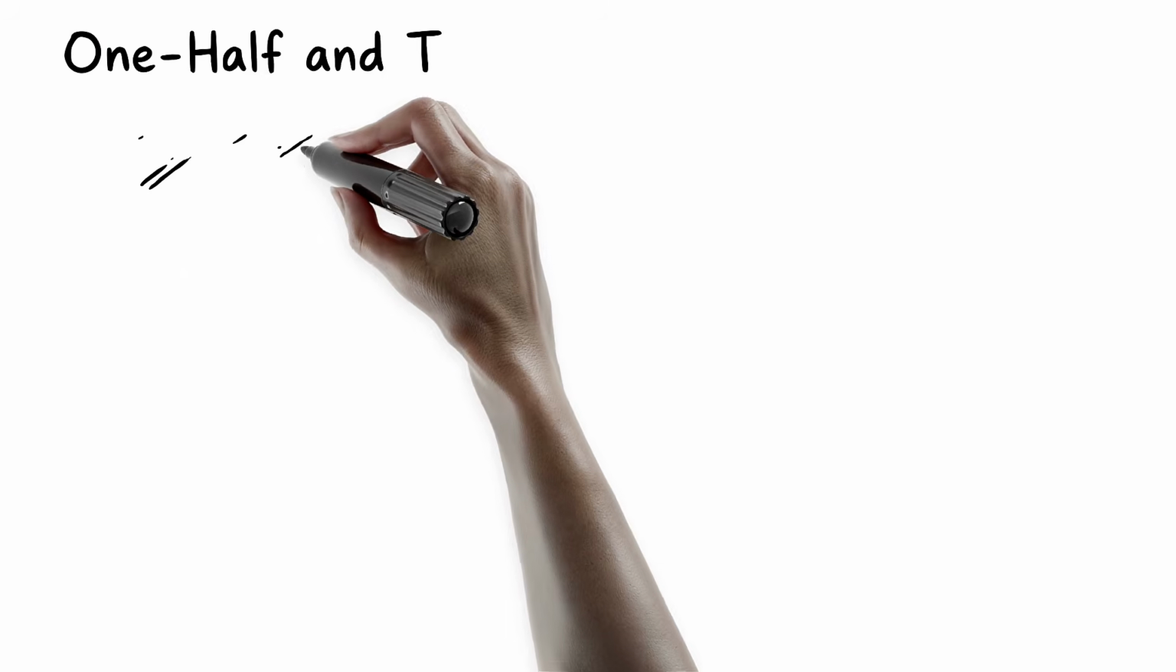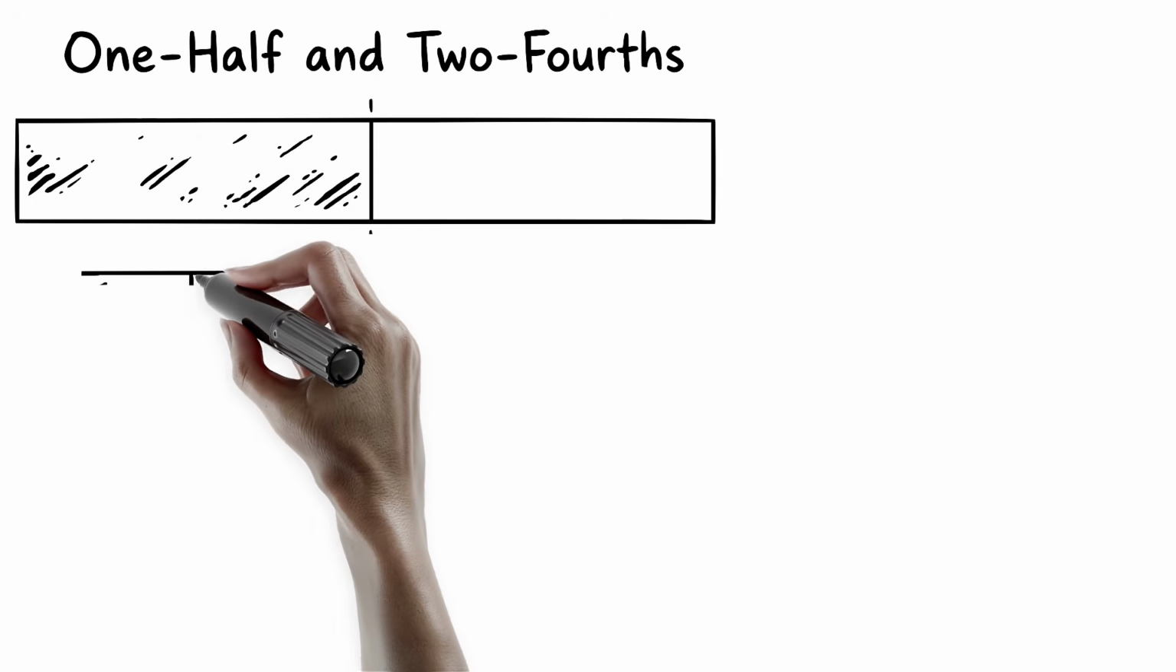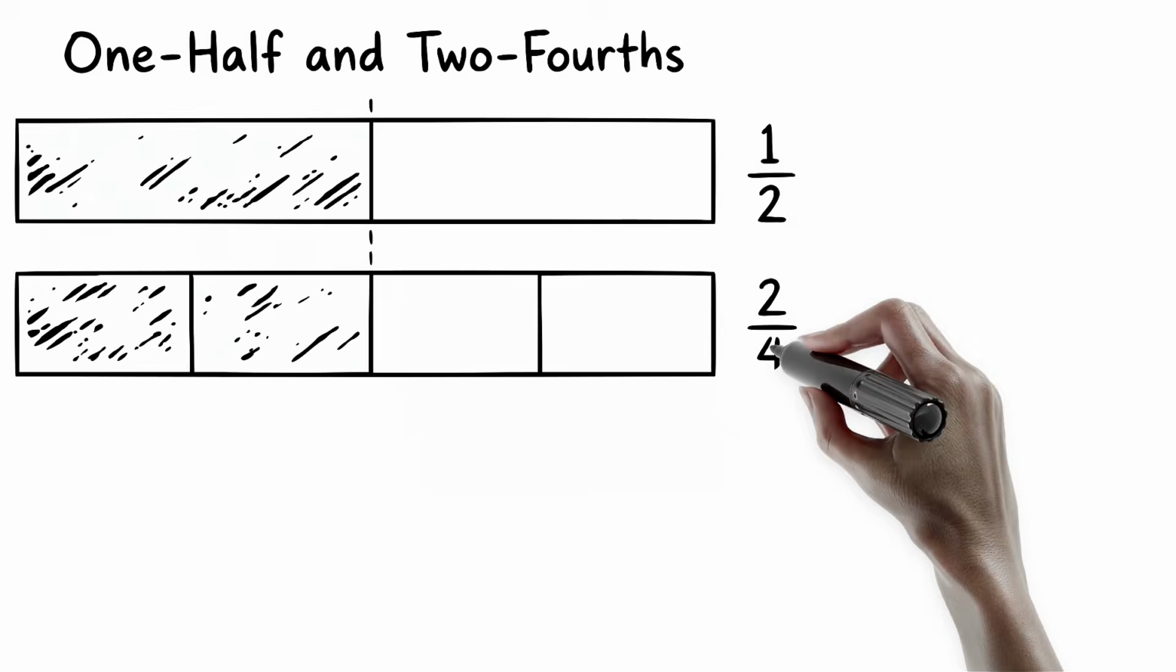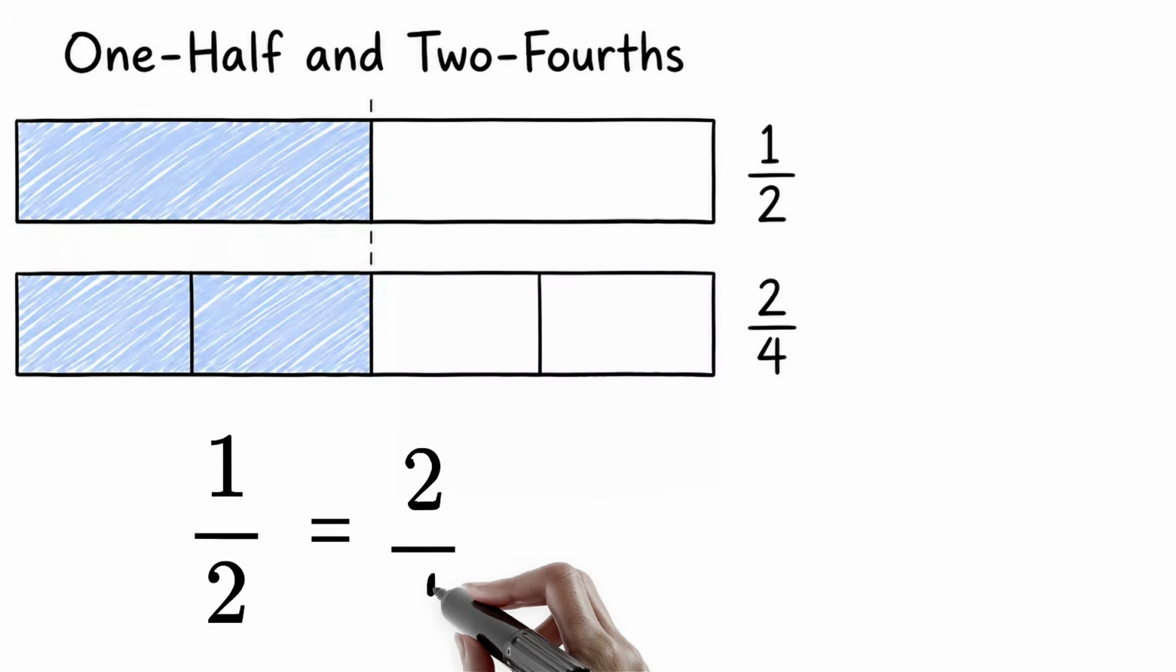Let's look more closely at 1/2 and 2/4. The top bar is divided into 2 equal parts, and one part is shaded. The bottom bar is divided into 4 smaller parts, and 2 parts are shaded. Notice that the shaded sections end at exactly the same point. The pieces are different sizes, but the total shaded amount is the same. So we can write 1/2 equals 2/4.